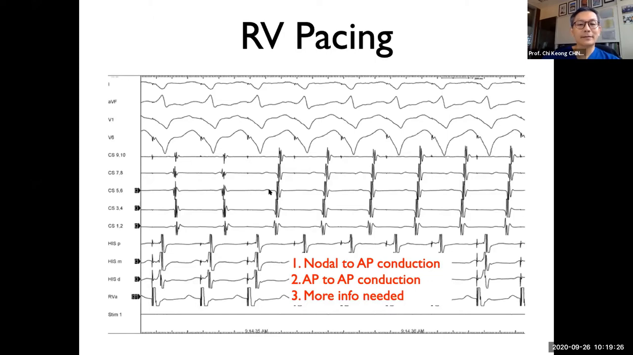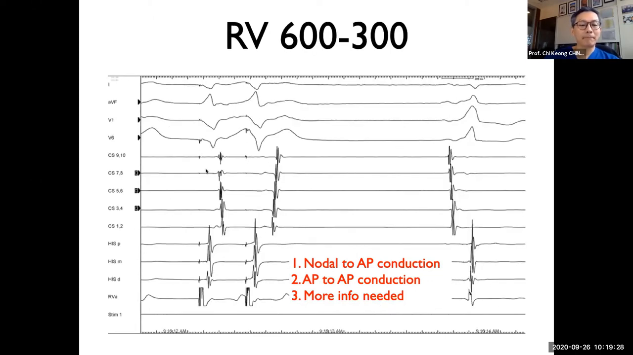All right, let's see the next thing. Same thing. You can see that with this interval, single extra premature RV pacing, 600, 300, you see that it switched from this pattern to this pattern. So same question: is it nodal to pathway or pathway to pathway?